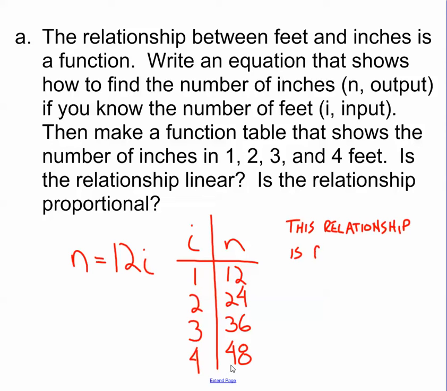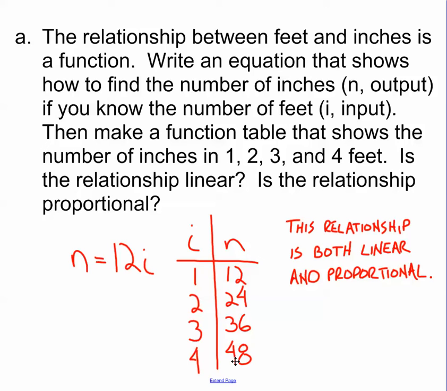This relationship is both linear and proportional. Okay, so n equals 12 times I. That means the number of inches is equal to 12 times the number of feet because there's 12 inches in every foot. So when we use inputs of 1, 2, 3, and 4 feet, we get outputs of 12, 24, 36, and 48 inches.